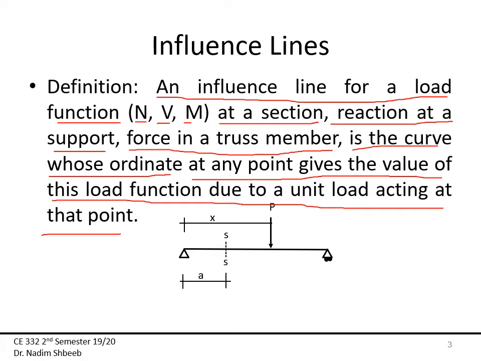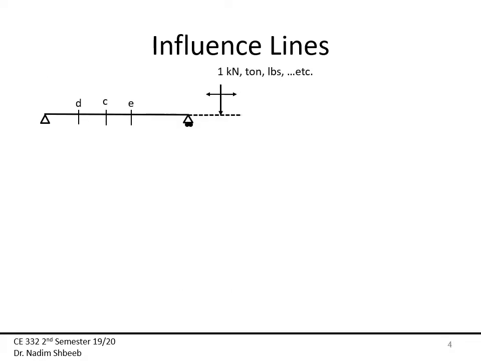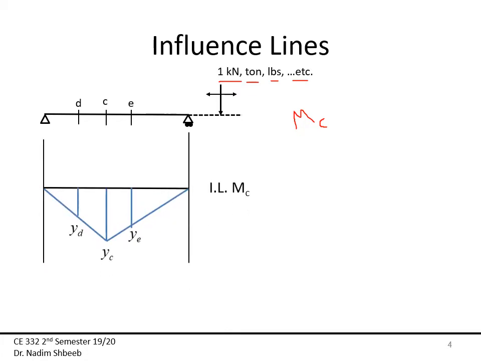Okay, so let me explain this one more time. So let's say I'm having this beam right here, and I'm having a moving load, whether it's 1 kilonewton, 1 ton, 1 pound, etc. I think it's 1 unit, right? So this load is moving back and forth on that beam. So my interest here, I'm going to concentrate on the moment at C. Okay, I want to know what is the moment at point C. So for the influence line, I'm going to use usually an abbreviation. I'm going to call this I.L., which is influence line for the moment at C.